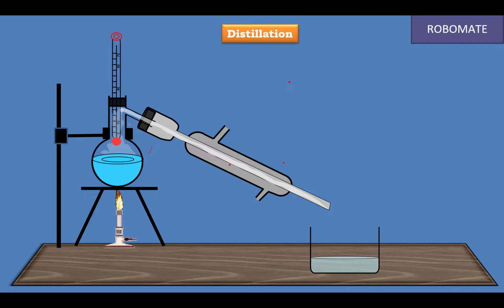It depends upon the boiling point, how much flame I'm going to use. It takes time to boil the liquid. Suppose the liquid which I have taken here has a higher boiling point, then it will take more time. So this is how we do the distillation.